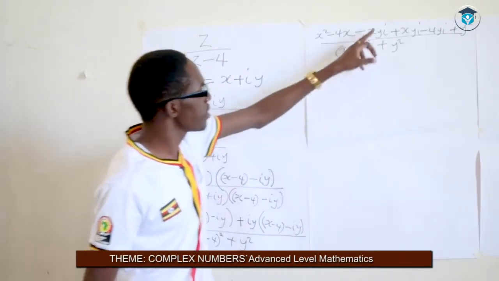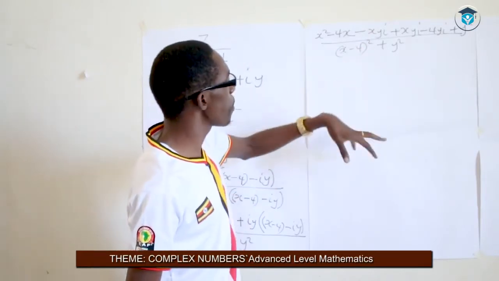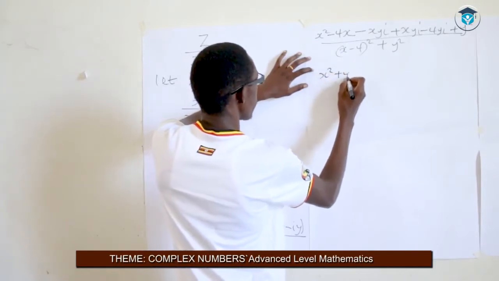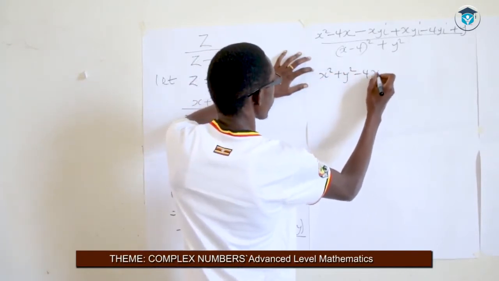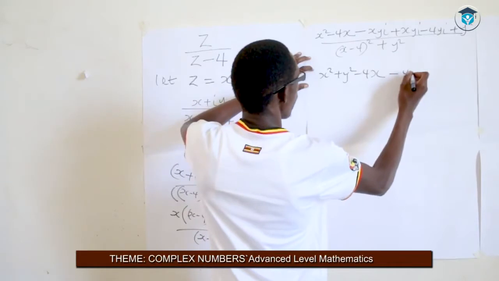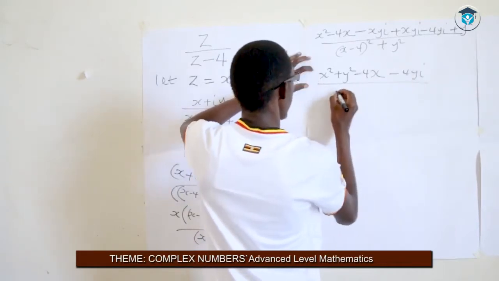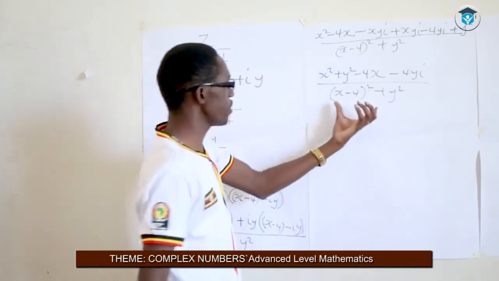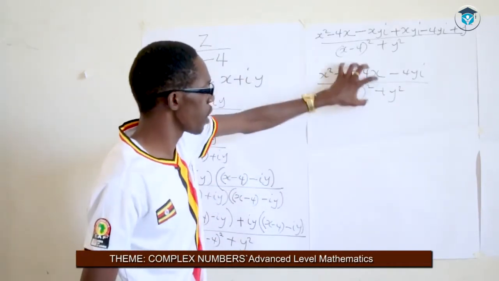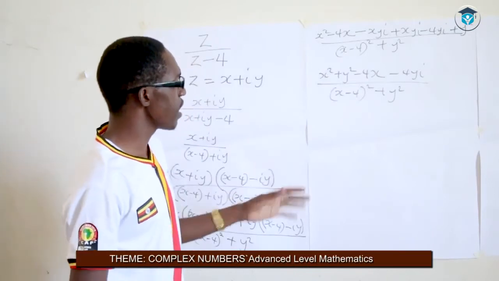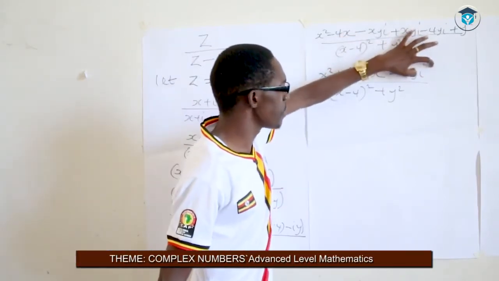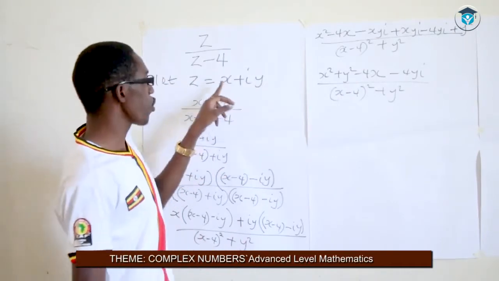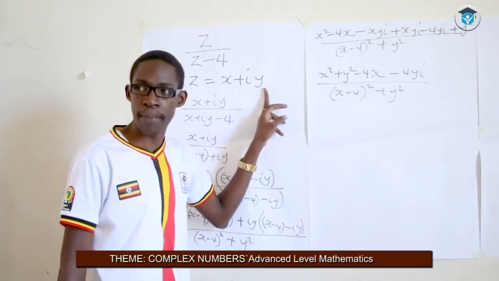But you realize that this term and that term will cancel and disappear. So here we start by rearranging, and that becomes x squared plus y squared minus 4x, then minus 4yi, over x minus 4 all squared, plus y squared. So this is what we have got after simplifying the whole of this. Here we can see the real part and the imaginary part. So we are going to separate it into the form x plus iy, whereby the real part is distinct and also the imaginary part is distinct.